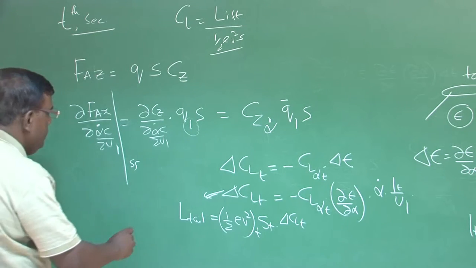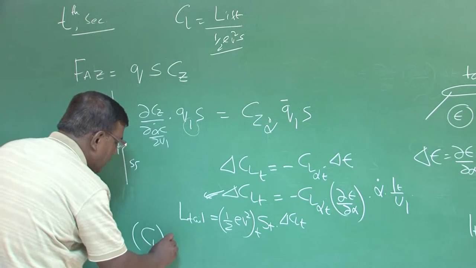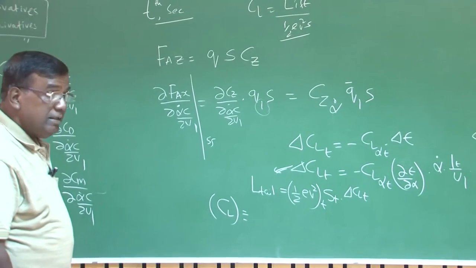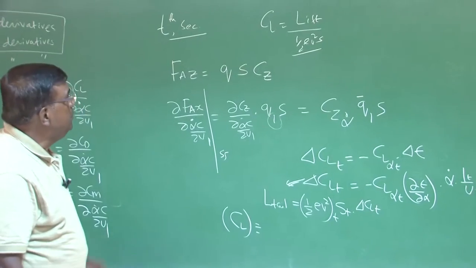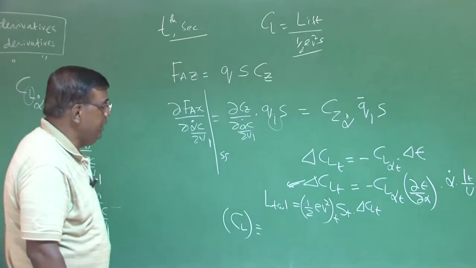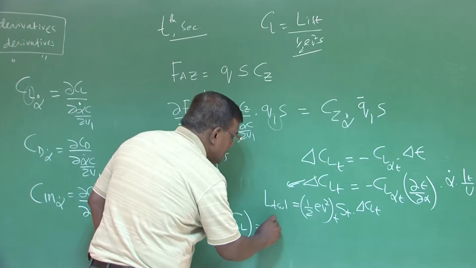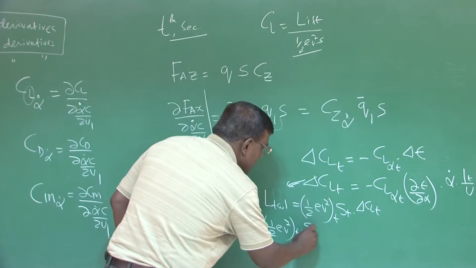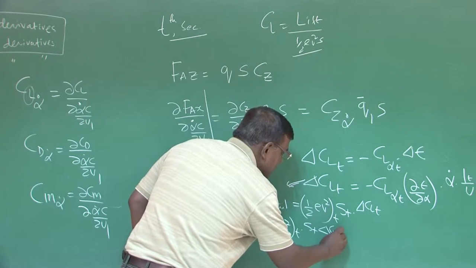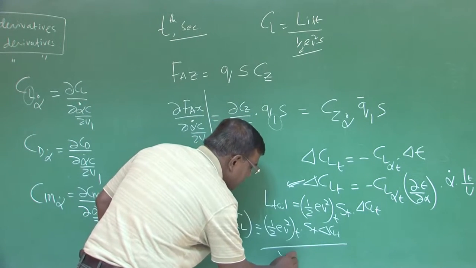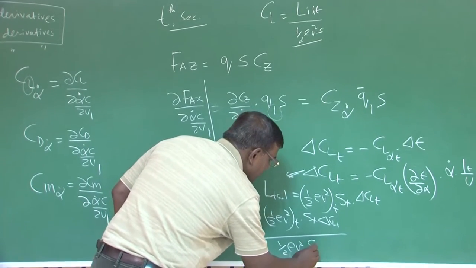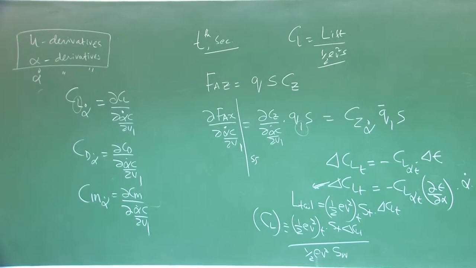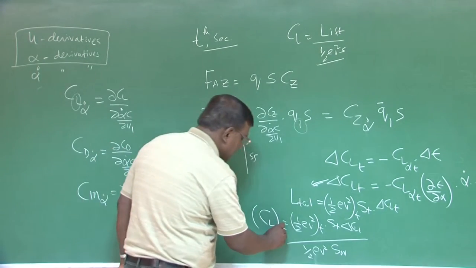But when I try to talk about CL based on the whole aircraft, the contribution of tail, I have to non-dimensionalize this with respect to free stream dynamic pressure and wing area. So this will become half rho v square tail into S tail delta CLT divided by half rho v square free stream into S wing. Correct? So this is CL because of tail.